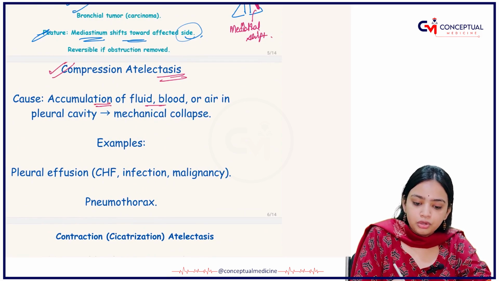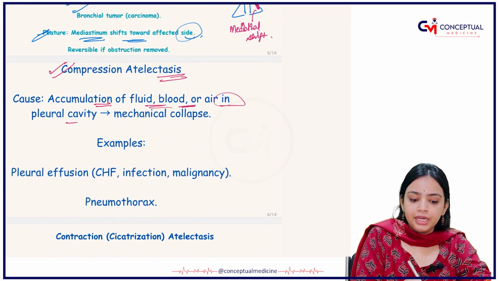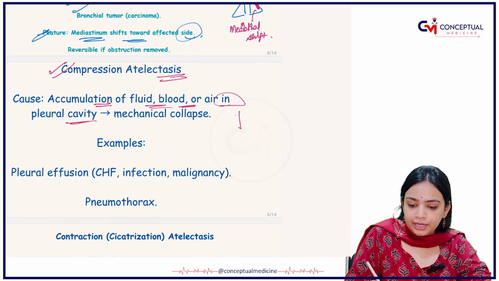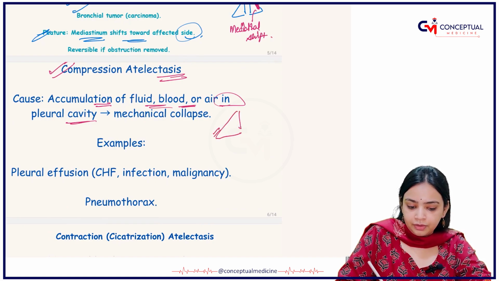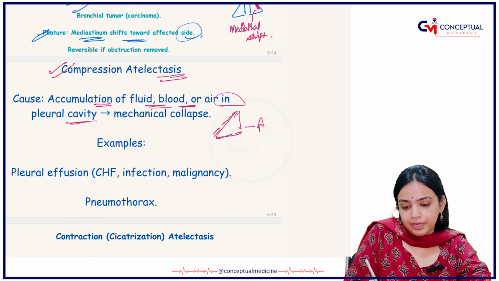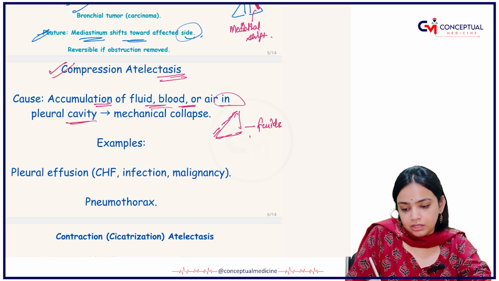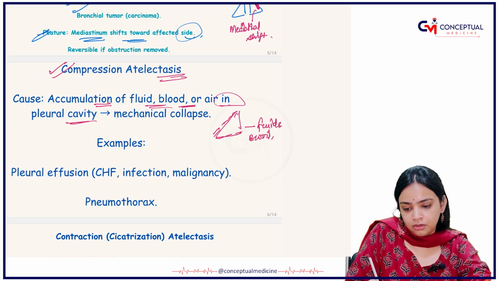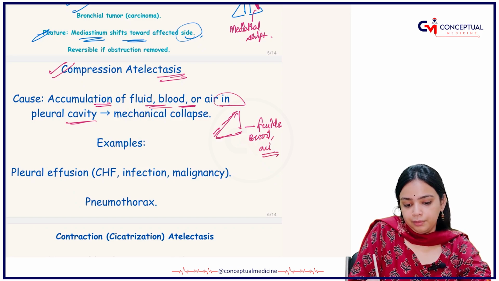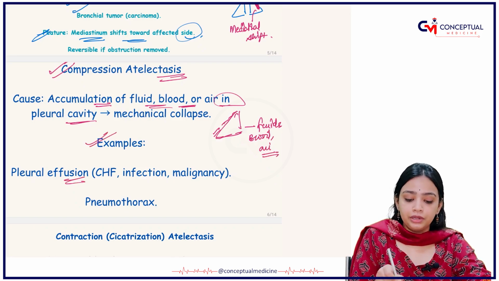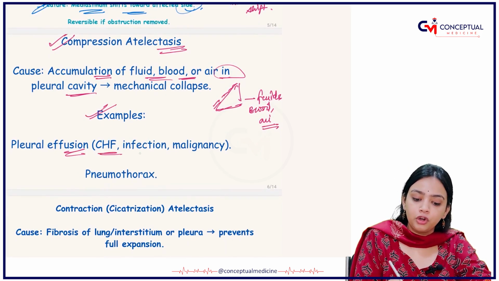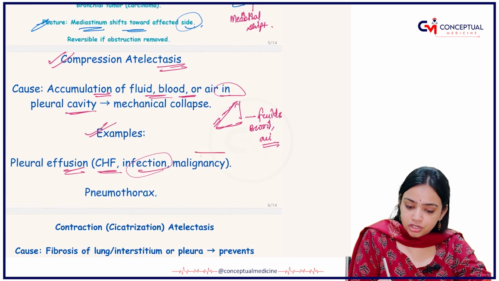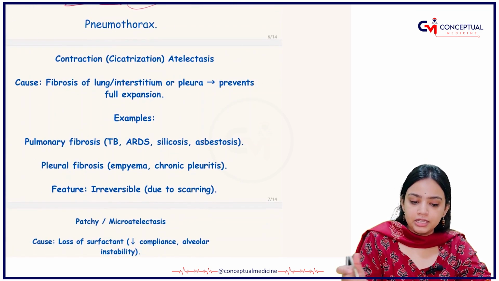What happens in compression atelectasis? There is accumulation of fluid, blood or air in the pleural cavity. This is your pleural cavity, and either fluid, blood or air is getting accumulated. The examples are pleural effusions like in CHF, chronic heart failure, infections and malignancies.